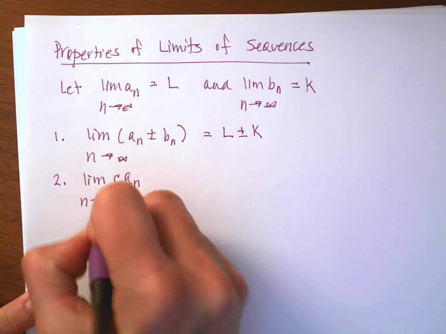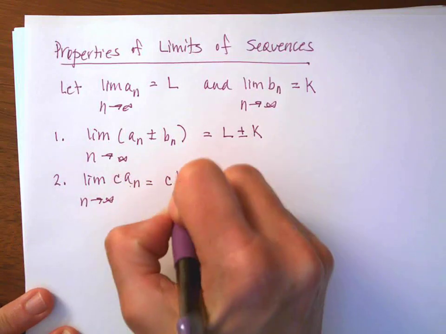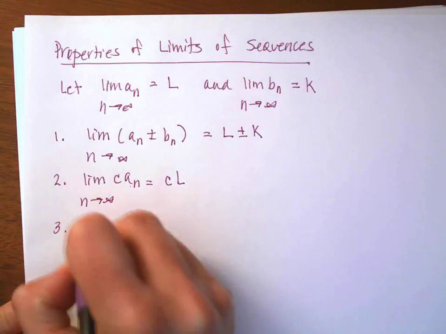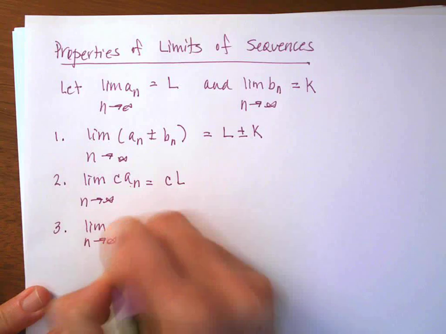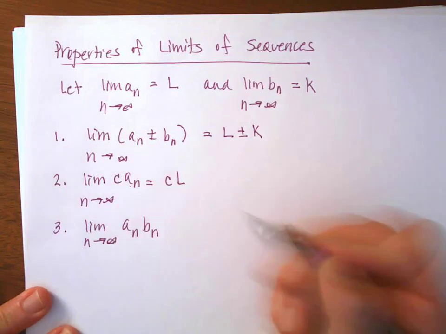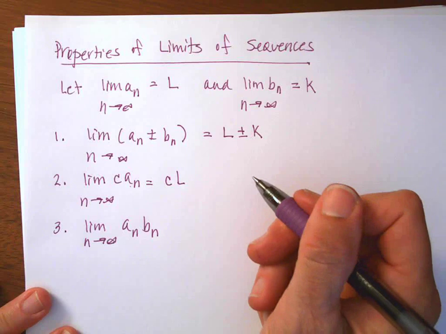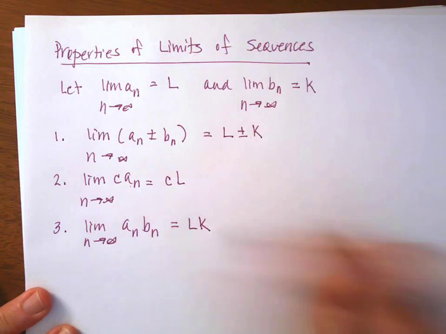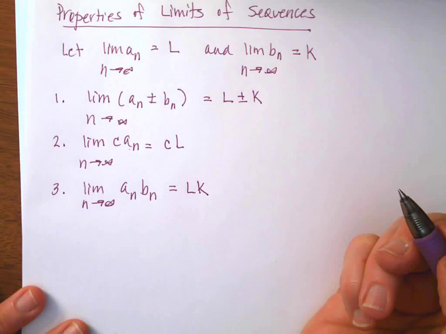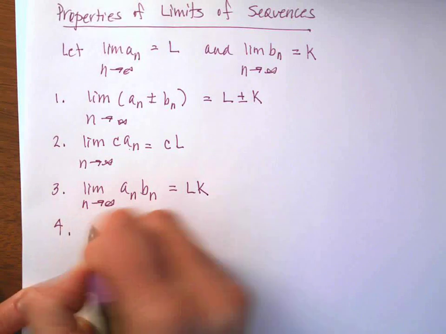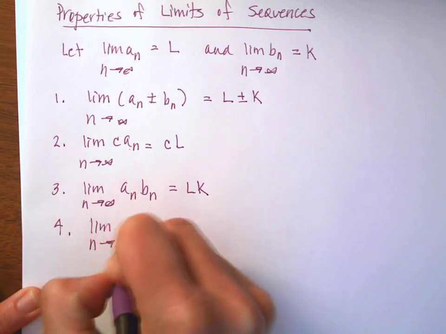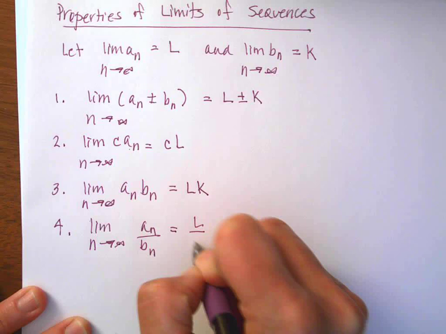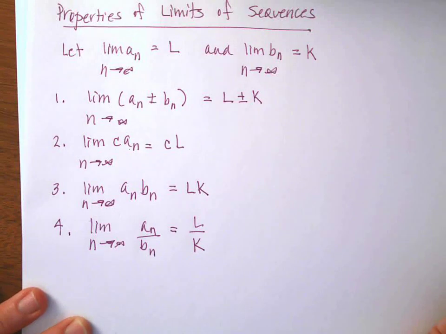The next property would be if I take a limit and I multiply a constant by my sequence, and then I take the limit as n approaches infinity, then it's going to be that same constant times whatever the limit was in the beginning. The third property would be the limit as n approaches infinity of a sub n times b sub n, which means that I would take one sequence and multiply it by a second sequence, and logic would have that be L times K. And then the last property at this point is the limit as n approaches infinity of a sub n divided by b sub n, which is obviously going to be L divided by K.